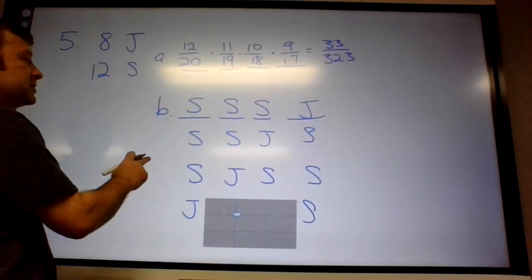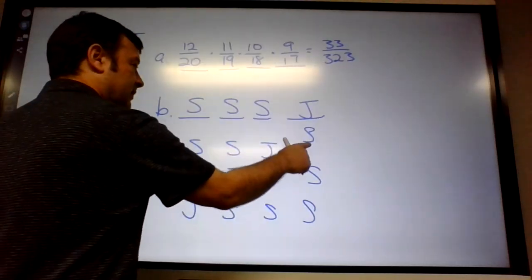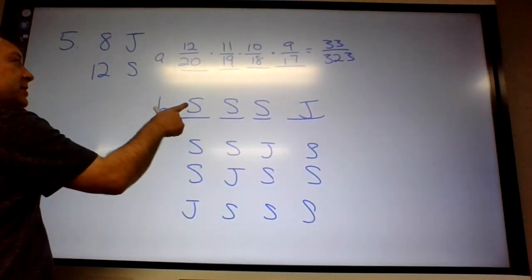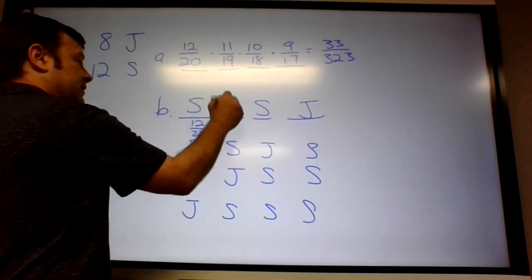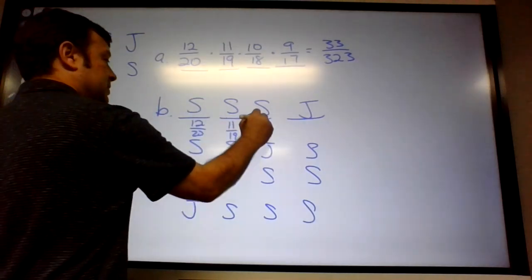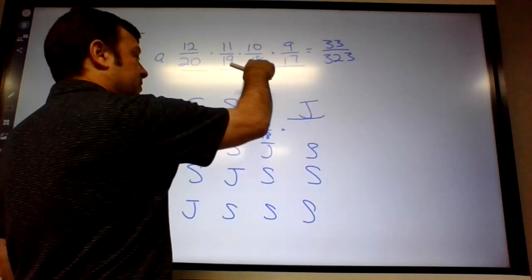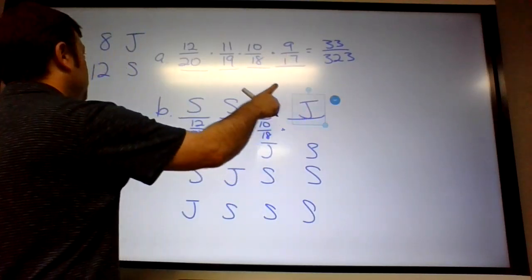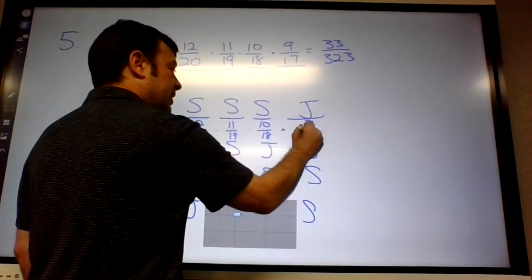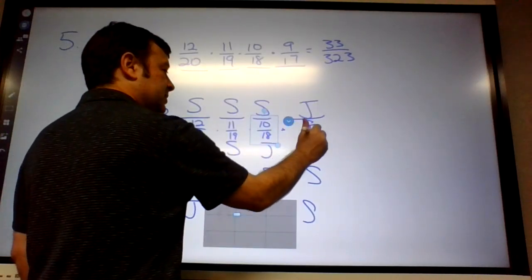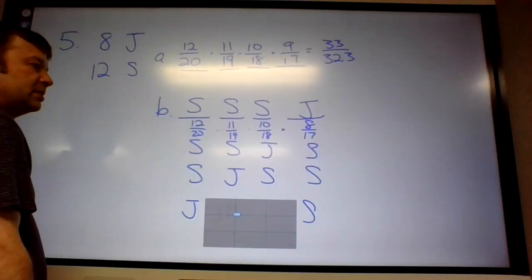Okay, what are the probabilities? So let's just do the first one. First guy is a senior, 12 and 20. Second one's a senior, 11 and 19. 10 and 18. Okay, now this one will be different than the last one though, because it's a junior. So how many juniors are left? All 8. Out of how many students left? Only 17.